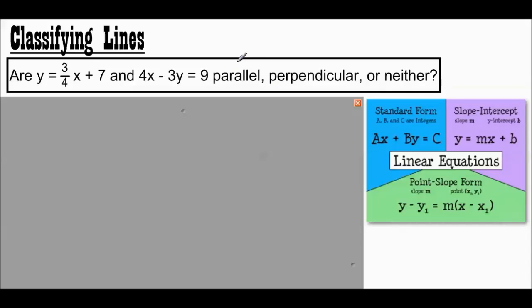Parallel would mean they have the same slope. Perpendicular means they have opposite reciprocal slopes, or if it's none of the above, then they would be neither. They're just two lines that intersect at some point.